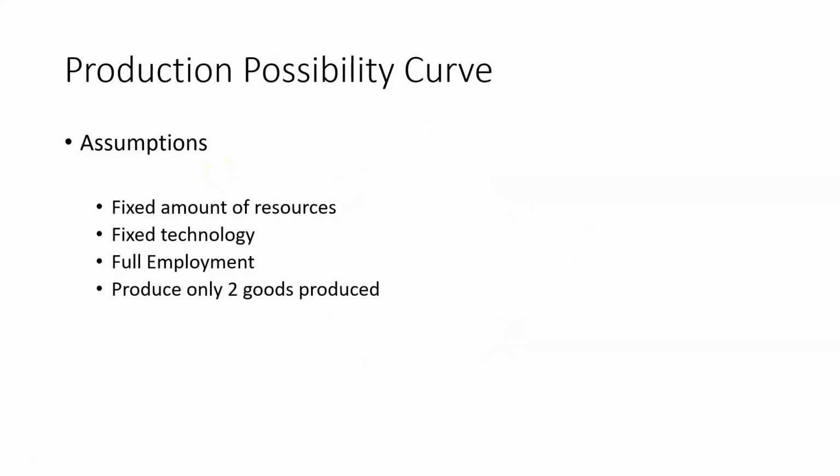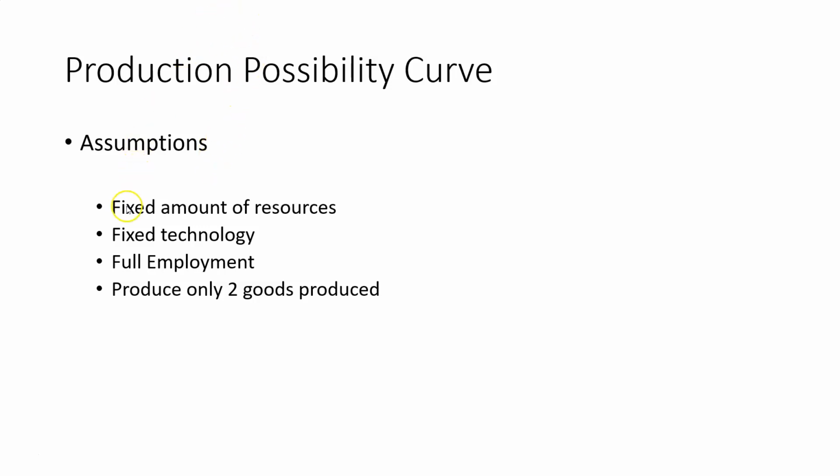Another model that we use are graphs. And one of the first graphs I'd like to introduce you to is something we call a production possibility curve. Now, any graph, any model we use has certain underlying assumptions associated with it. For a production possibility curve, there are 4 assumptions that we have to make.